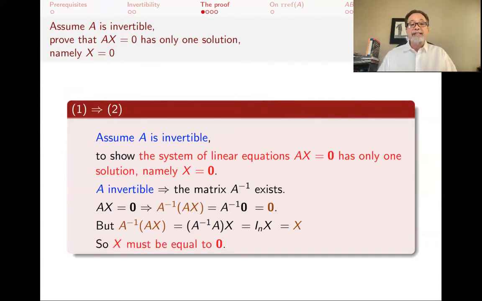So this means that if you start with AX equals 0, you have no choice, no options along the way. X will be the 0 vector. So we're done. We started by assuming that A is invertible. We proved that AX equals 0 has only one solution, namely X equals 0. How did we prove that? We said that if you have AX equals 0, then you must have that X is 0. So that was 1 implies 2, 1 out of 4 gone.